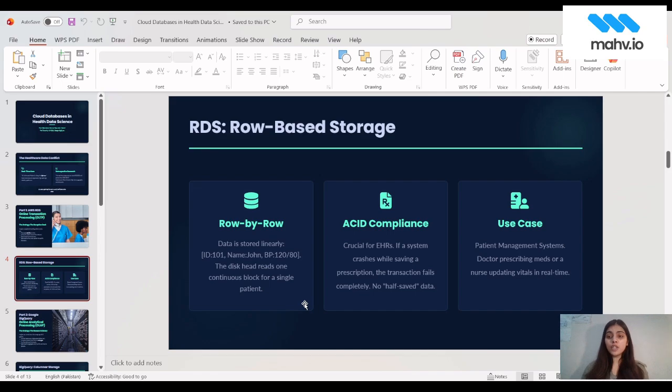And then we have the use cases for RDS: electronic health records, which we'll be talking about, and then appointment systems, live patient monitoring, and all that. I'll be asking you a question after this. Would you use AWS RDS to analyze 10 years of cancer data or not? I hope you'll be able to answer that.